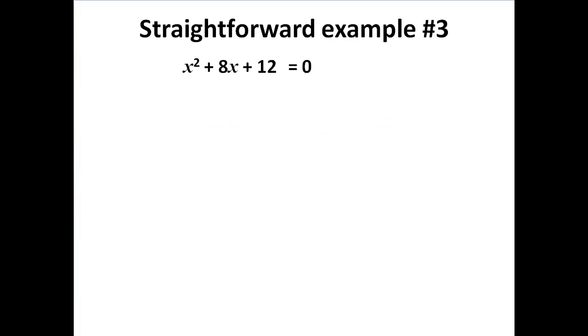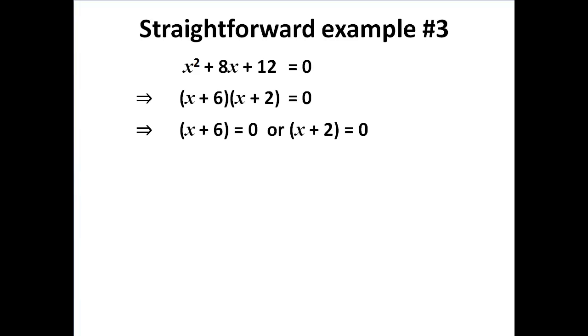Slightly harder this time, we see we have a quadratic equal to 0. So when that happens, we factorize, we set the first bracket equal to 0, second bracket equal to 0, gives us two solutions.